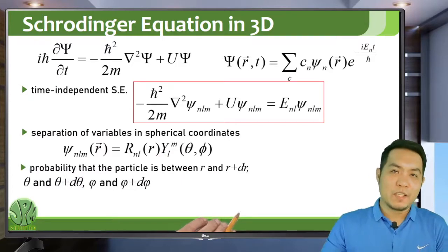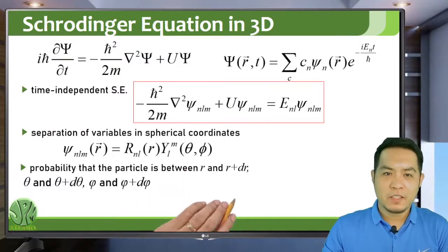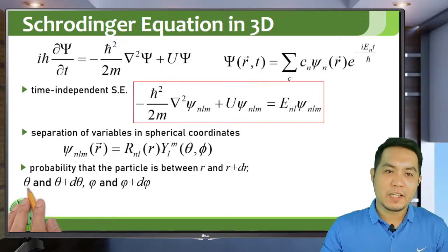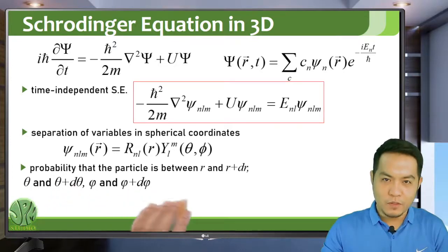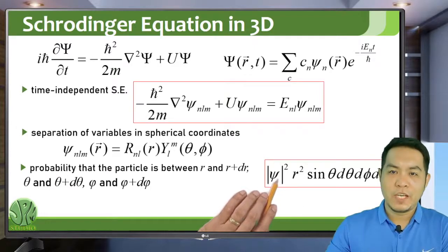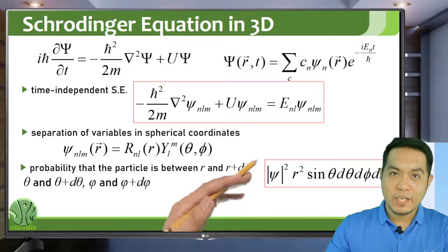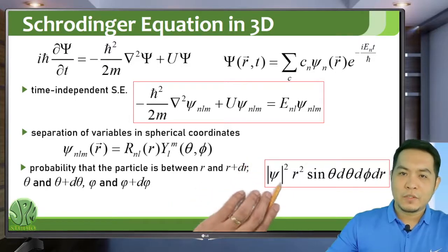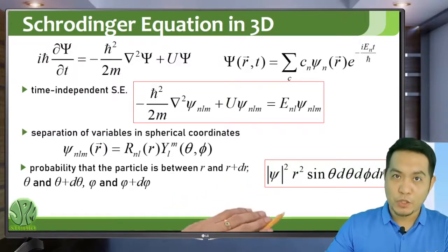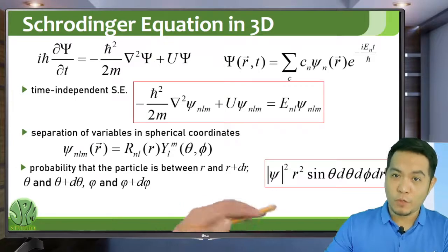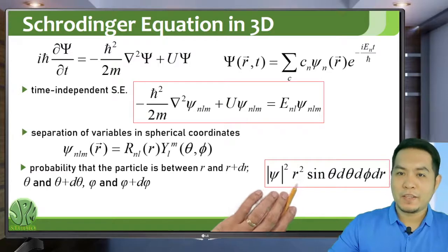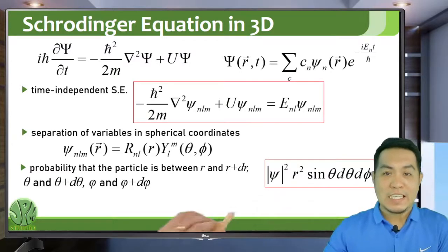So in three dimensions now, the probability that a particle's position r is between r and r plus dr, and its theta position is between theta and theta plus d theta, and so on, is now generalized to this. So the absolute value of psi squared, if your particle is in a specific stationary state psi. And so this, again, psi squared is the probability density, probability per unit measure. In three dimensions, the measure is volume. So therefore, this term here is the differential volume, dV. So dV in three dimensions is r squared sine theta d theta d phi dr.